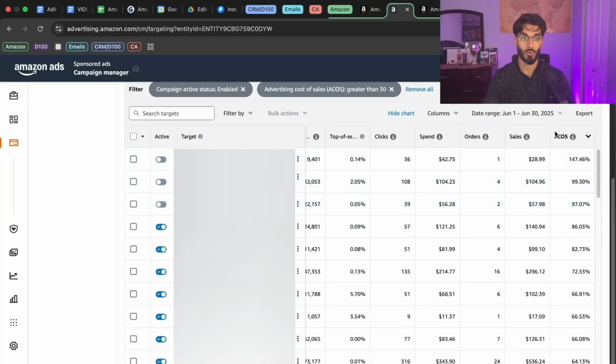Once I'm here, I want to sort by highest ACOS. It already is sorted by highest ACOS. And I want to see and analyze exactly what we can reduce the bid on or just close campaigns. So for example, this one's at 99%. We spent $104 and got $104. So pretty much the exact same. And the clicks were the same.